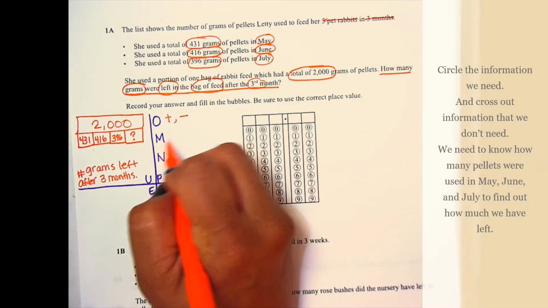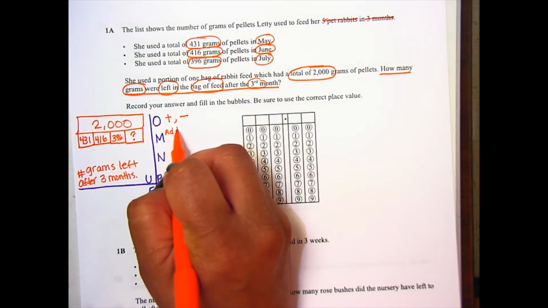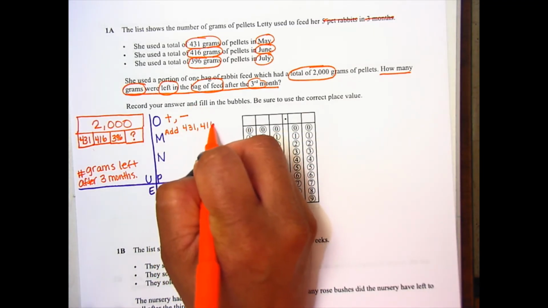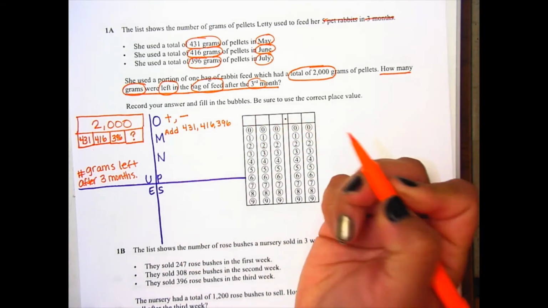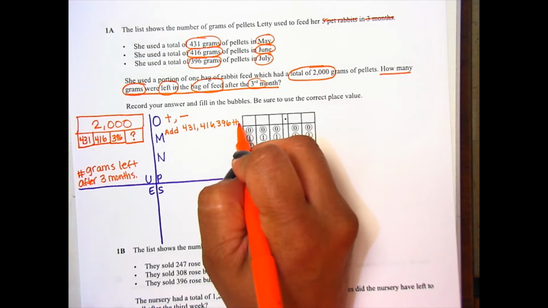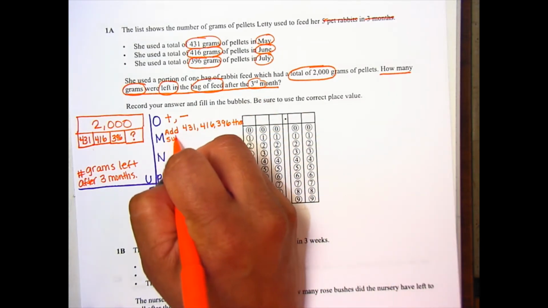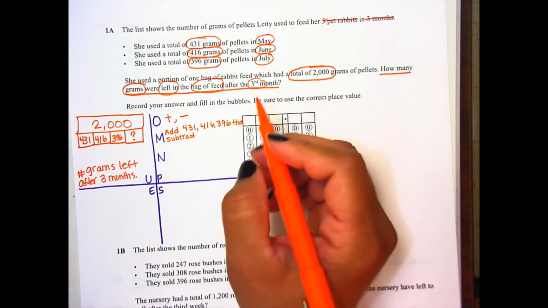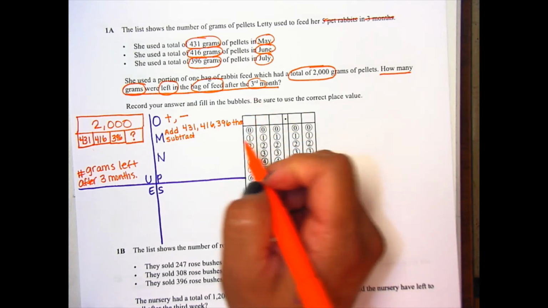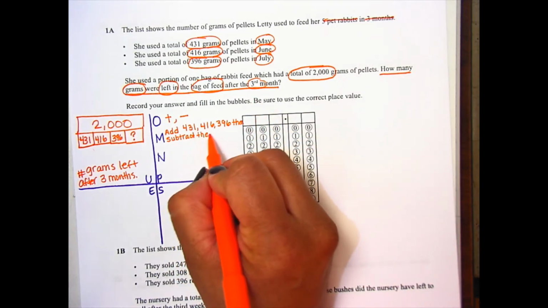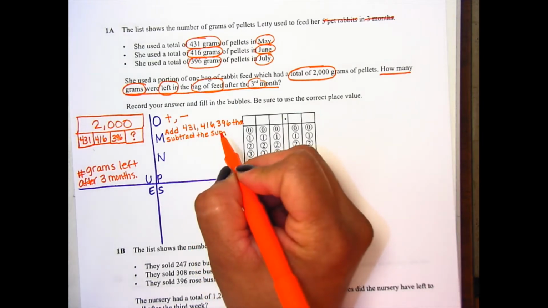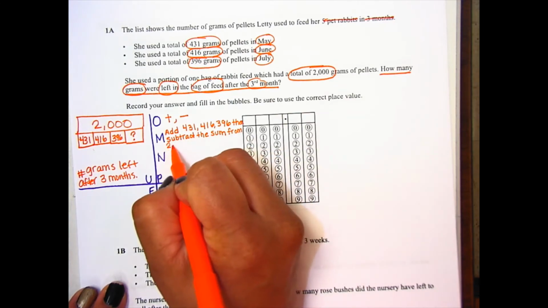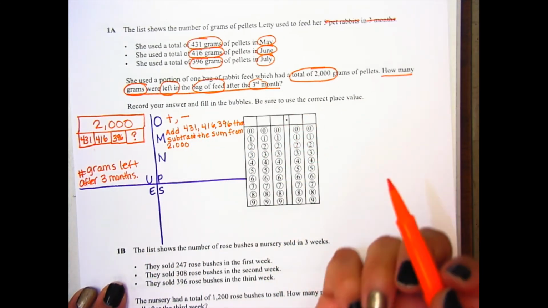So our method is we're going to add 431, 416, 396. Then subtract. Then we're going to subtract the sum from 2,000. Okay, so then we're going to subtract the sum from 2,000.